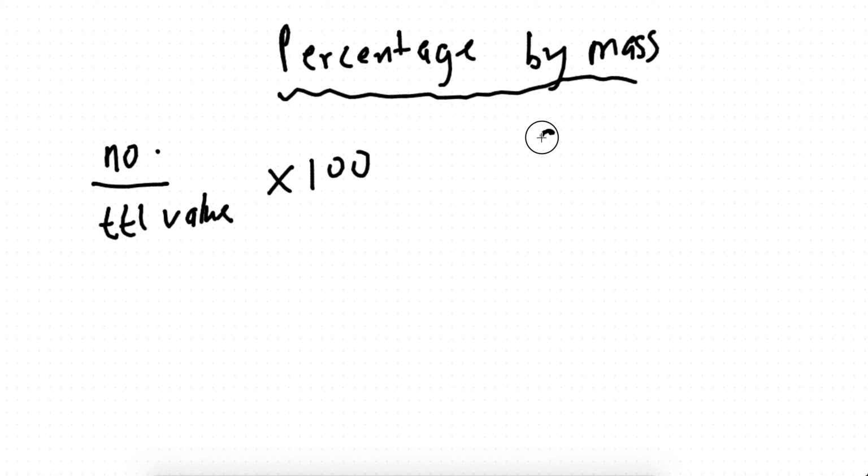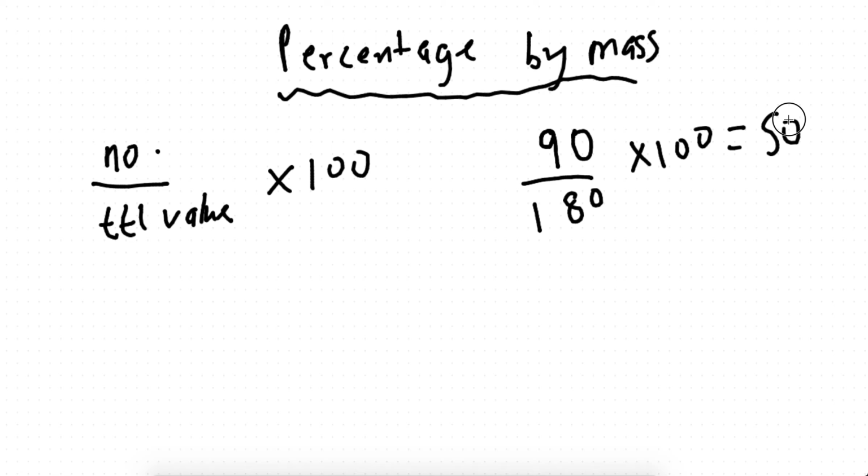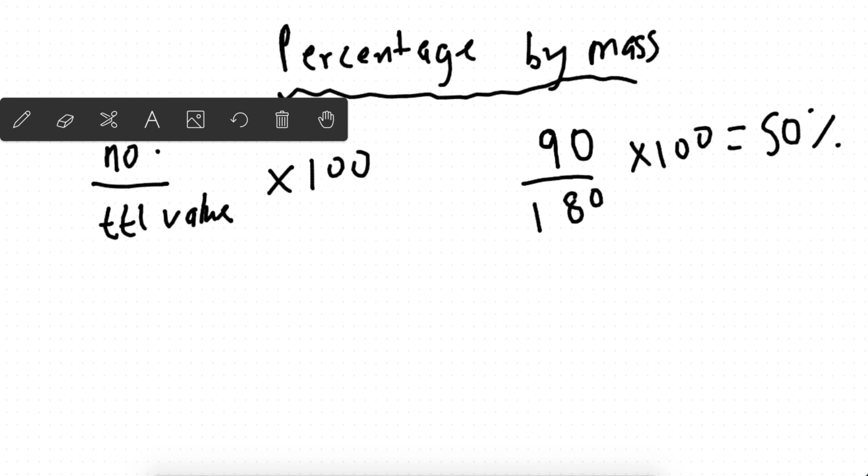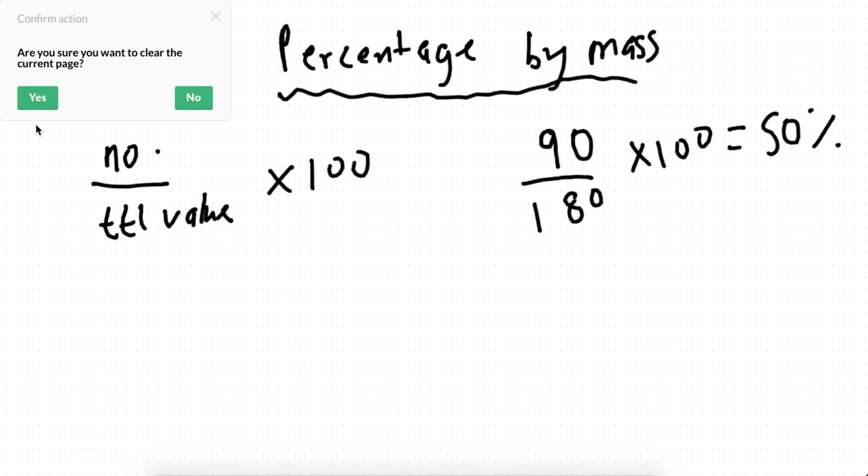Okay, so if I say that John took an exam, his score was 90 out of 180. So what is John's percentage? John's percentage is the number which is 90 over the total score, which is 180, times 100, which is 50%. We use the same logic to do percentage by mass. So, here's a quick question. Calculate the percentage of potassium by mass in potassium carbonate.